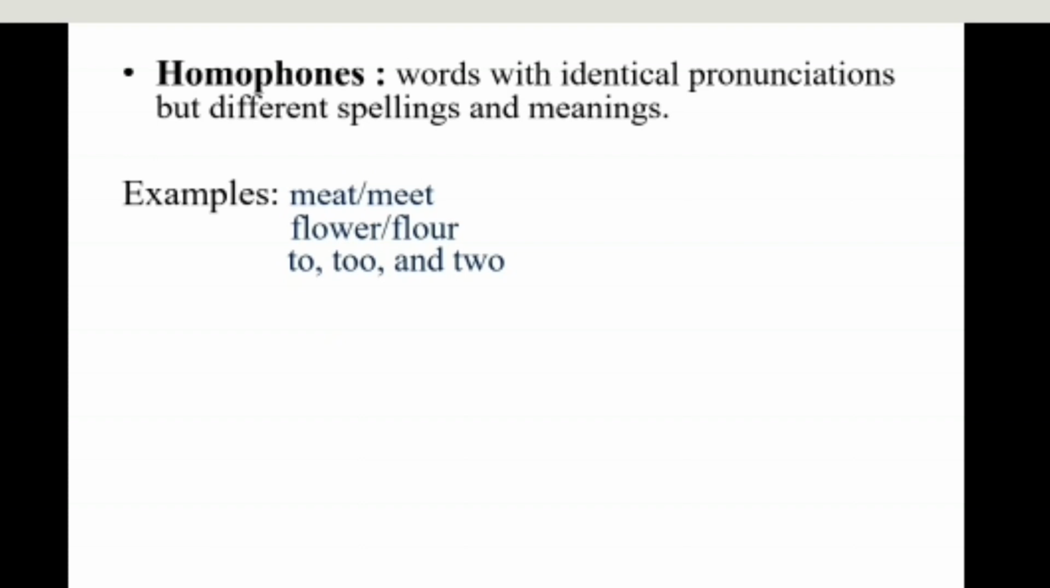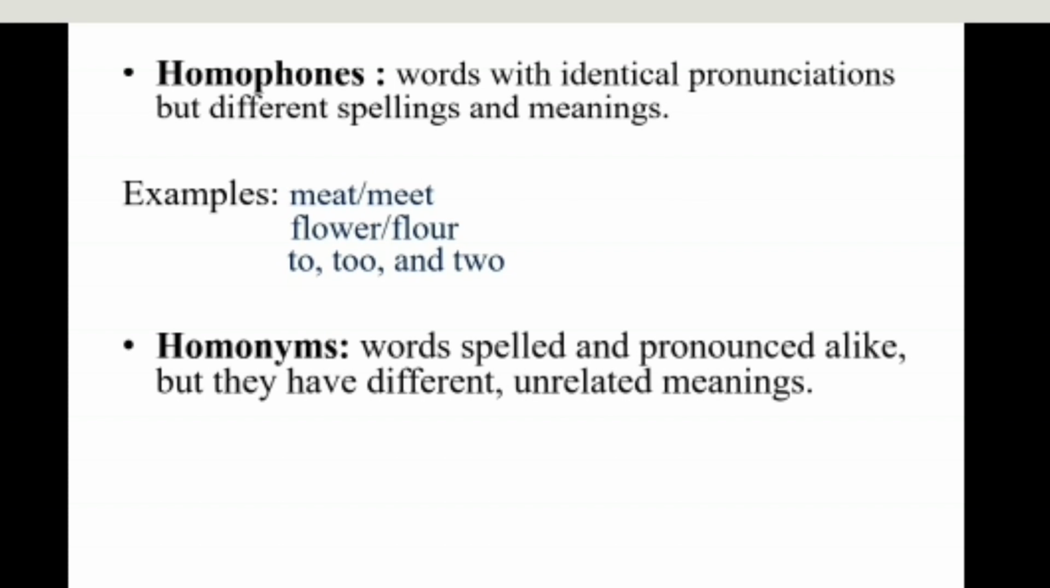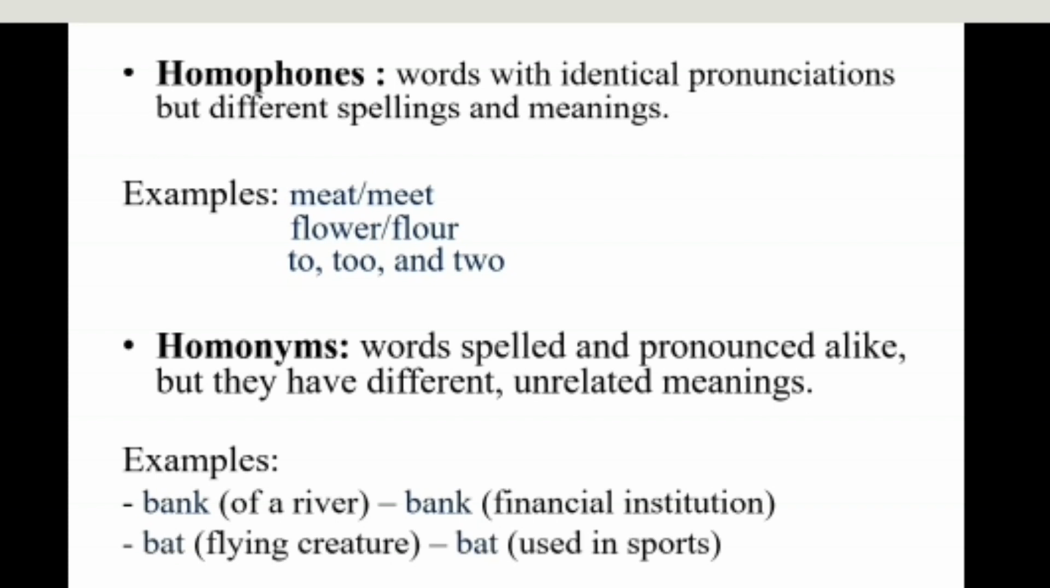So we have meat and meet. These sound similar, but they are written differently and they have different meanings. The same for words like flower and flour, and to, too, and two. The first to refers to the preposition, and the second too means also, and then the last one is the number 2. I hope it's clear now with homophones. Now let's go to homonyms. Homonyms are words that are spelled and pronounced similarly, that is to say alike, but they have different unrelated meanings.